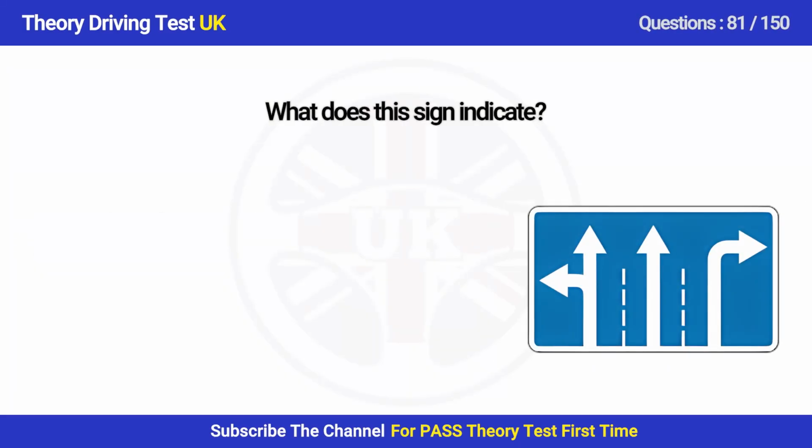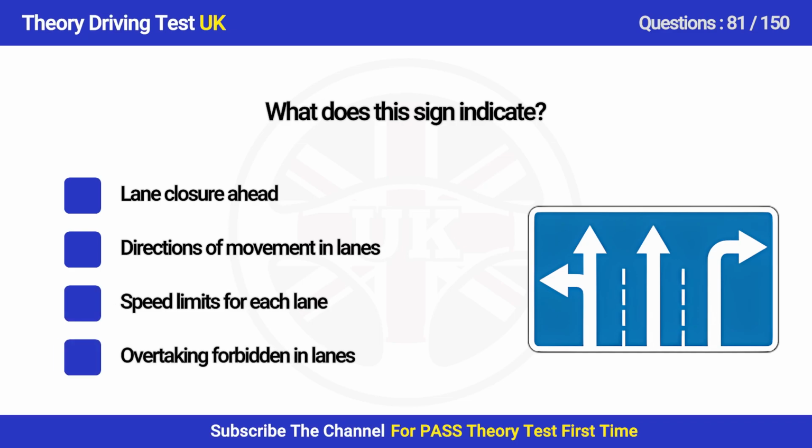Question 81. What does this sign indicate? A. Lane closure ahead. B. Of movement in lanes. C. Speed limits for each lane. D. Overtaking forbidden in lanes.